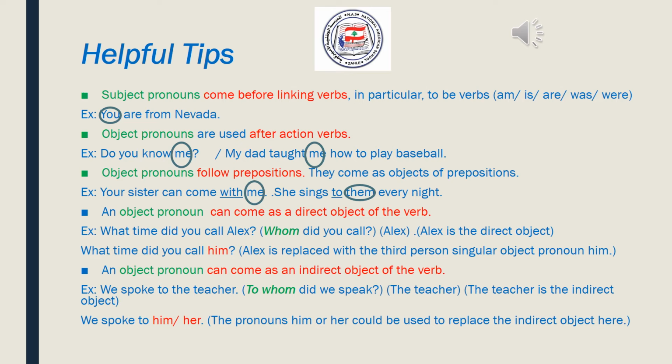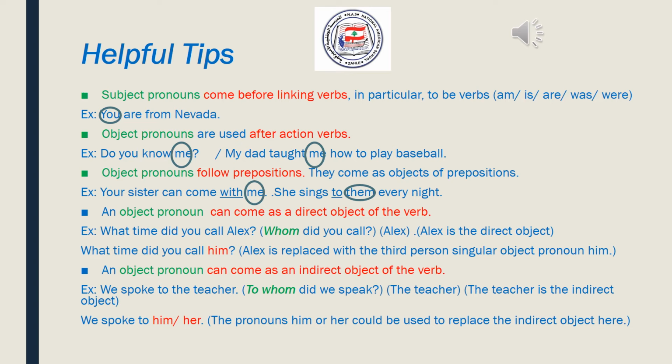Object pronouns follow prepositions, and they come as objects of prepositions. Example, your sister can come with me. Me is an object pronoun that came after the preposition with. She sings to them every night. Them is an object pronoun that came after the preposition to and after the verb sings. An object pronoun can come as a direct object of the verb.